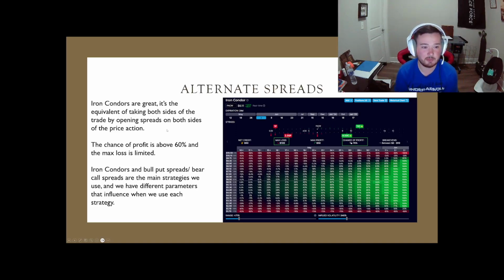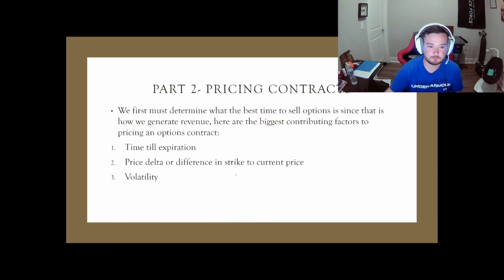Iron condors are great. It's the equivalent of taking both sides of the trade by opening spreads on both sides of the price action. The chance of profit on this trade is still 70%. It's above 60%, and the maximum loss is limited to only $100, which is pretty good. Iron condors, bull put spreads, and bear call spreads are the main strategies we use. At International Investing LLC, we have different parameters that influence when we use each strategy, and we're going to go into the parameters in a later video further down the line.